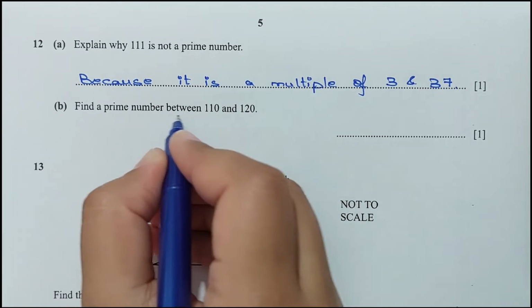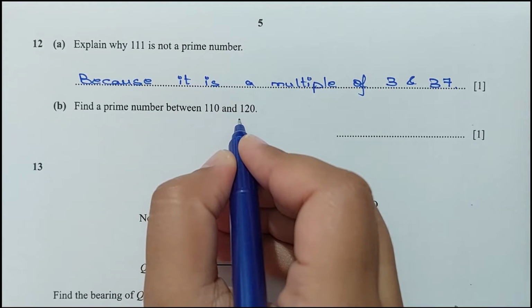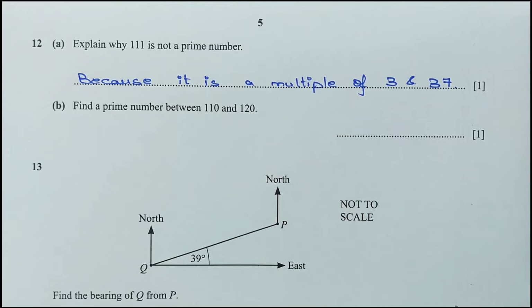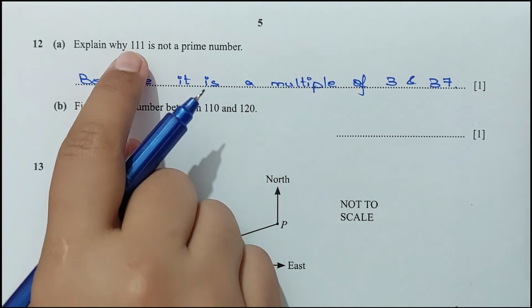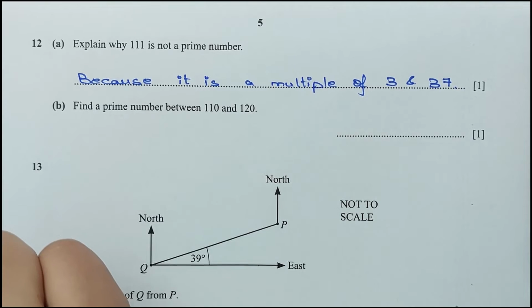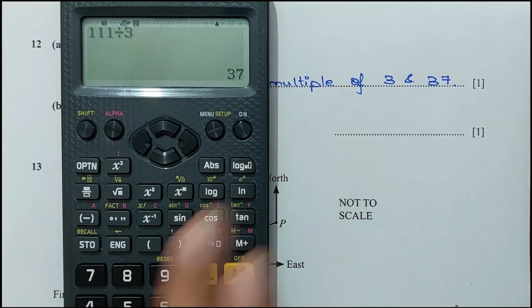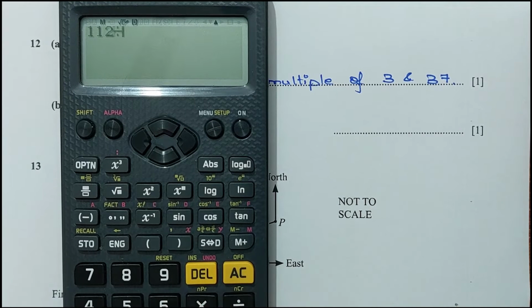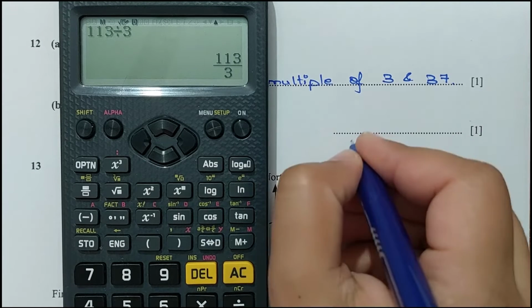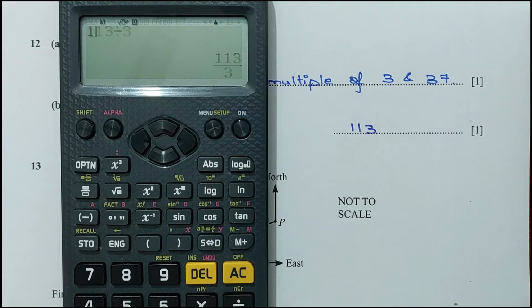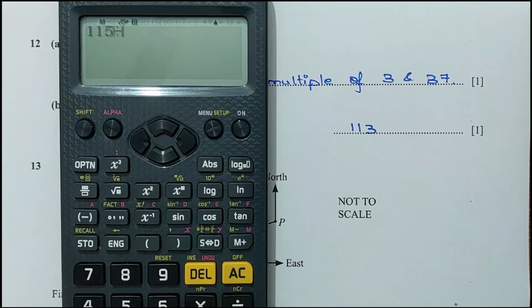Now for part B, find a prime number between 110 and 120. Okay, 110 and 120. So 111 is not a prime number, right? 112 is also not a prime number. 112 is divisible by 2, yes. 113 is not divisible by any number. Yes, 113 is a prime number. 114 is also divisible by 2. 115 is divisible by 5.